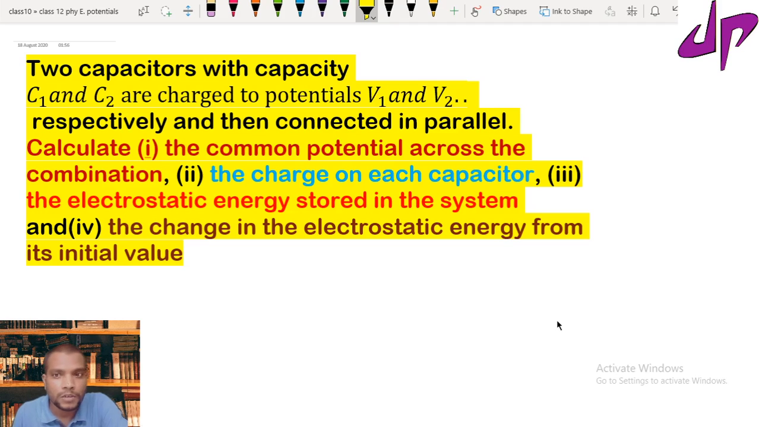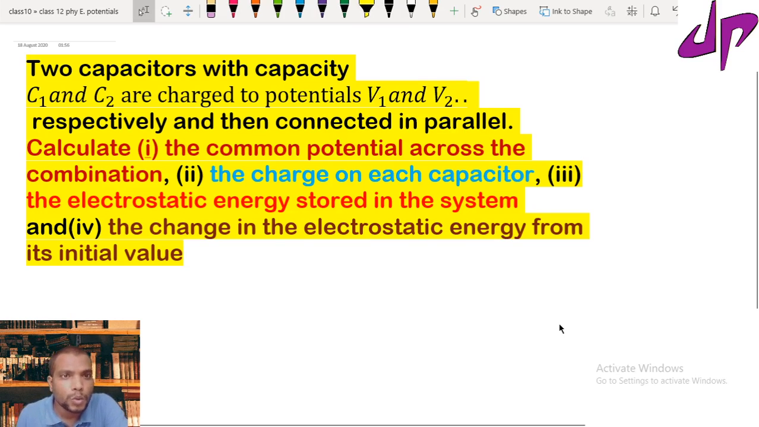Let's solve one important model problem regarding capacitors. Two capacitors with capacity C1 and C2 are charged to potentials V1 and V2 respectively and then connected in parallel. Calculate the common potential across the combination after connecting in parallel.